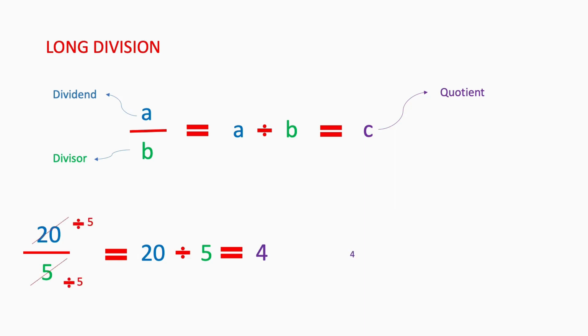As you have already seen, multiplication and division are inverse operations. That means, if we multiply the quotient by the divisor, the result will be equal to the dividend. 4 times 5 equals 20.